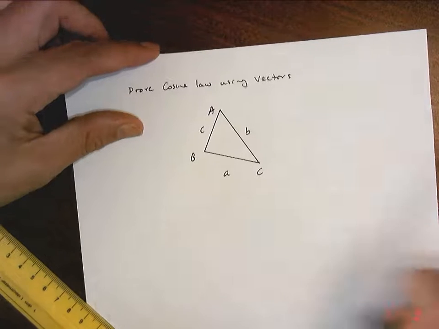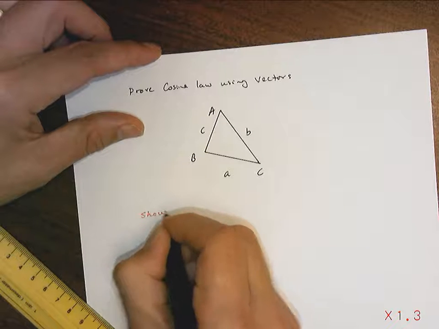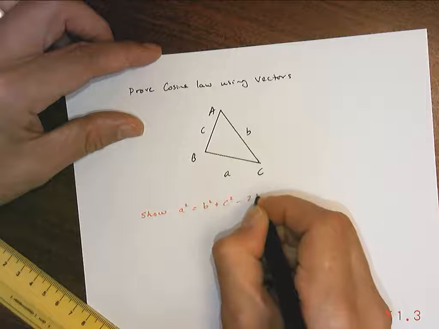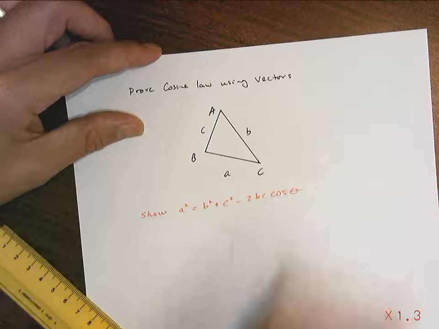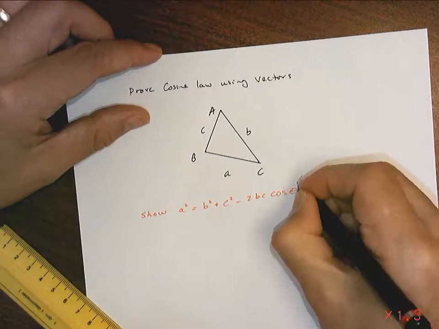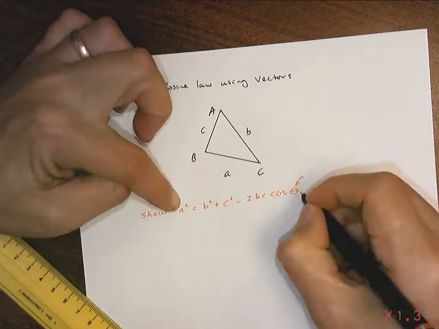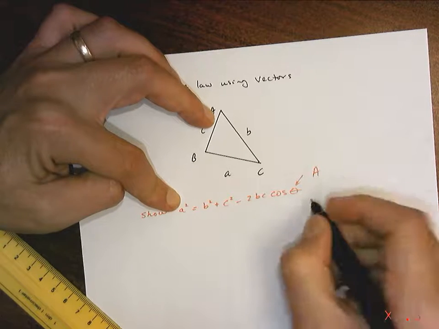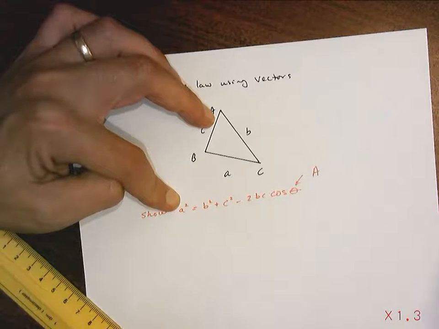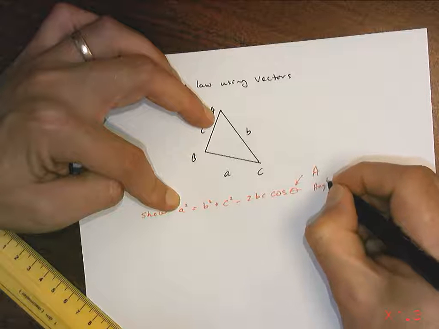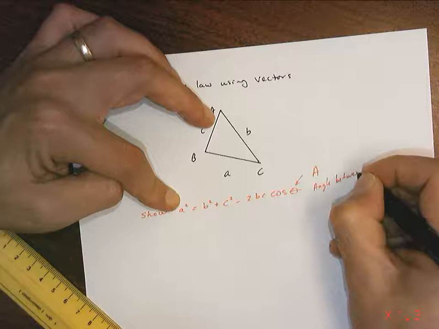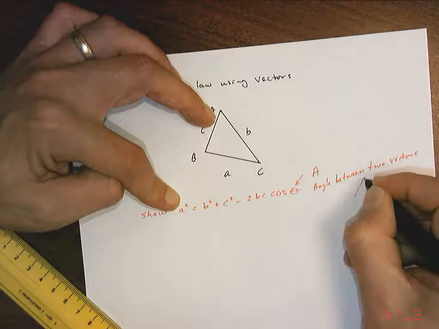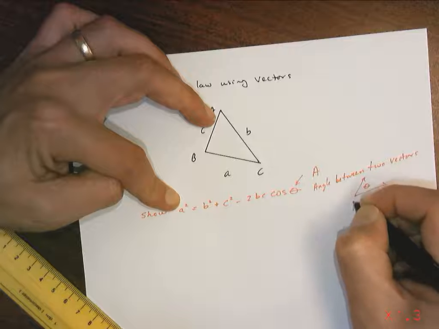Okay, and what we want to show is that a squared equals b squared plus c squared minus 2bc cosine theta. Now what's going to be important here is this theta is supposed to be angle A in this case, opposite the side that I'm squaring. But when we work with vectors, we have to remember that this theta is the angle between two vectors, and the angle between two vectors is always from tail to tail.